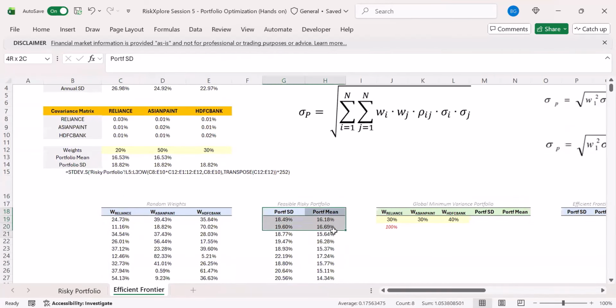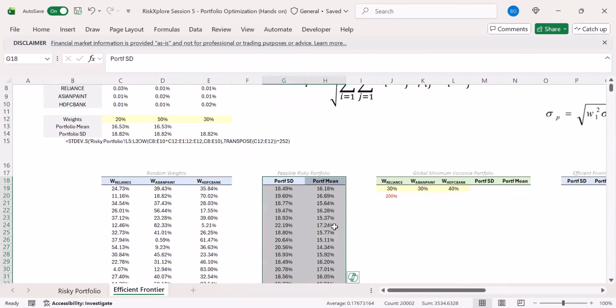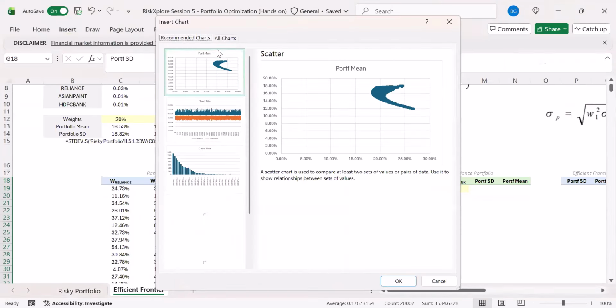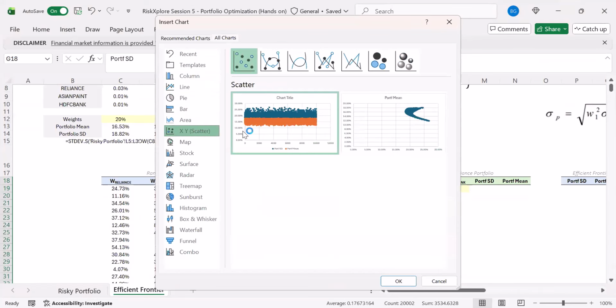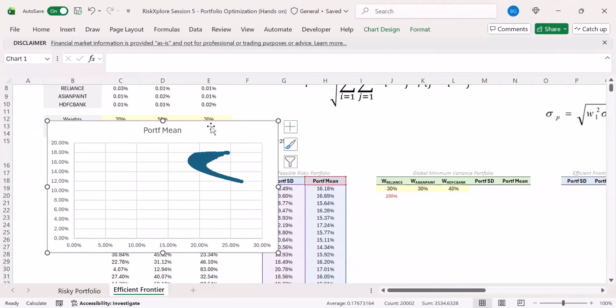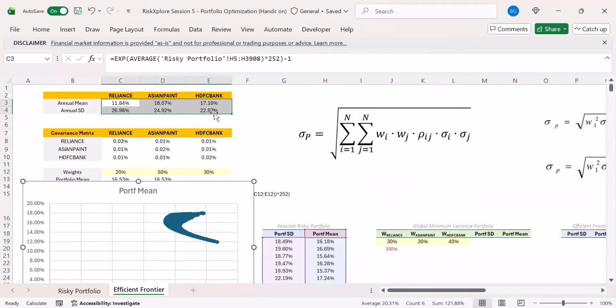Now, what happens if we plot these two together, portfolio SD and portfolio mean of randomly generated portfolios? Go to the Insert tab, Recommended Charts, and go to scatter plot. You can see this kind of plot here. This is nothing but all the possible combinations of portfolios that we can create using these assumptions, the assumptions of annual mean and annual SD.